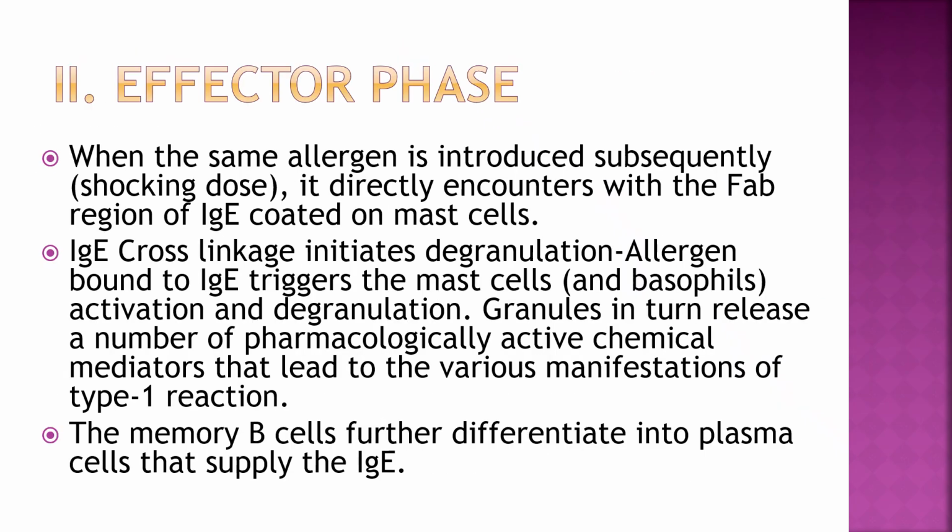When the same allergen is introduced subsequently, the shocking dose, it directly encounters the Fab region of IgE coated on mast cells. IgE cross-linkage initiates degranulation. Allergen bound to IgE triggers mast cell and basophil activation and degranulation. The granules release a number of pharmacologically active chemical mediators that lead to the various manifestations of the type 1 reaction. Memory B cells further differentiate into plasma cells that supply IgE.